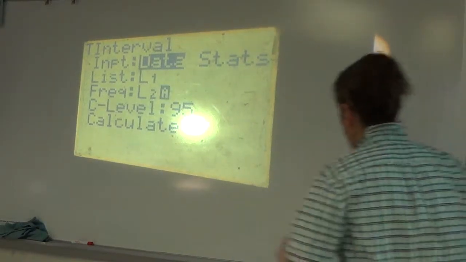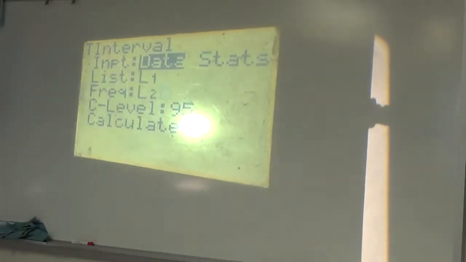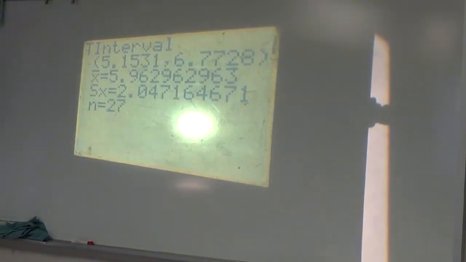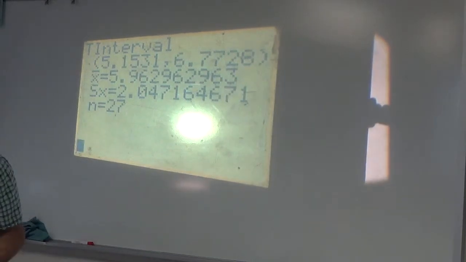Yes, recording. Let's calculate it. It has to think a little bit. It's going to take a little bit longer for the TI. He has a difficult time. It's a much, much nastier formula than the Z distribution. Okay, here we go.